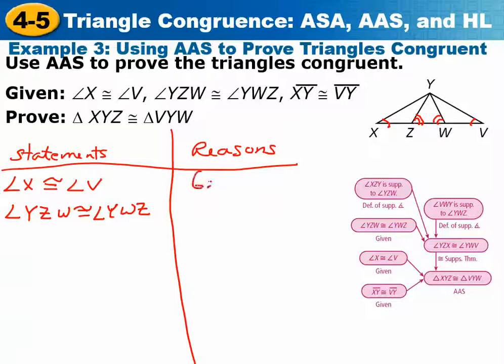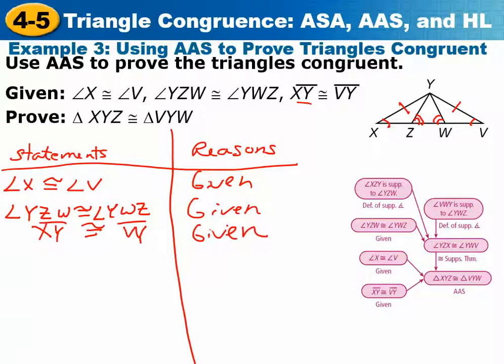Both of these are given. I forgot to write given. Okay, got that one, got that one. Next I have XY. XY is congruent to VY. Given. Segment XY congruent to segment VY. Given. That's all our givens, so now we have to look at what we've got.